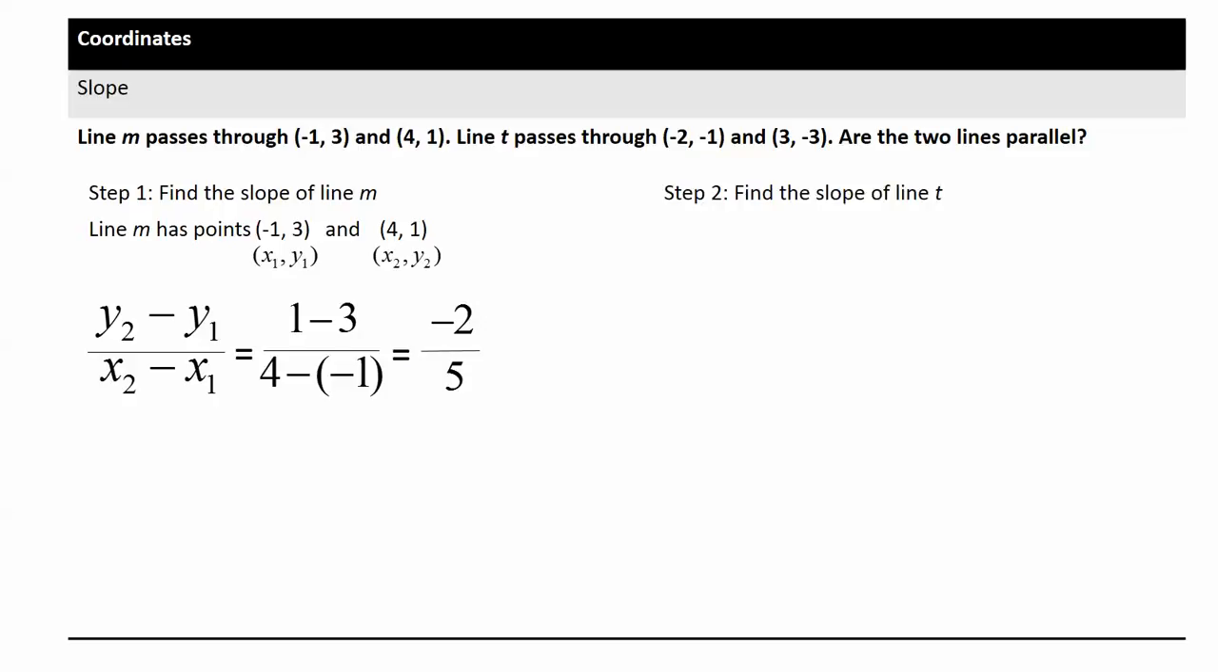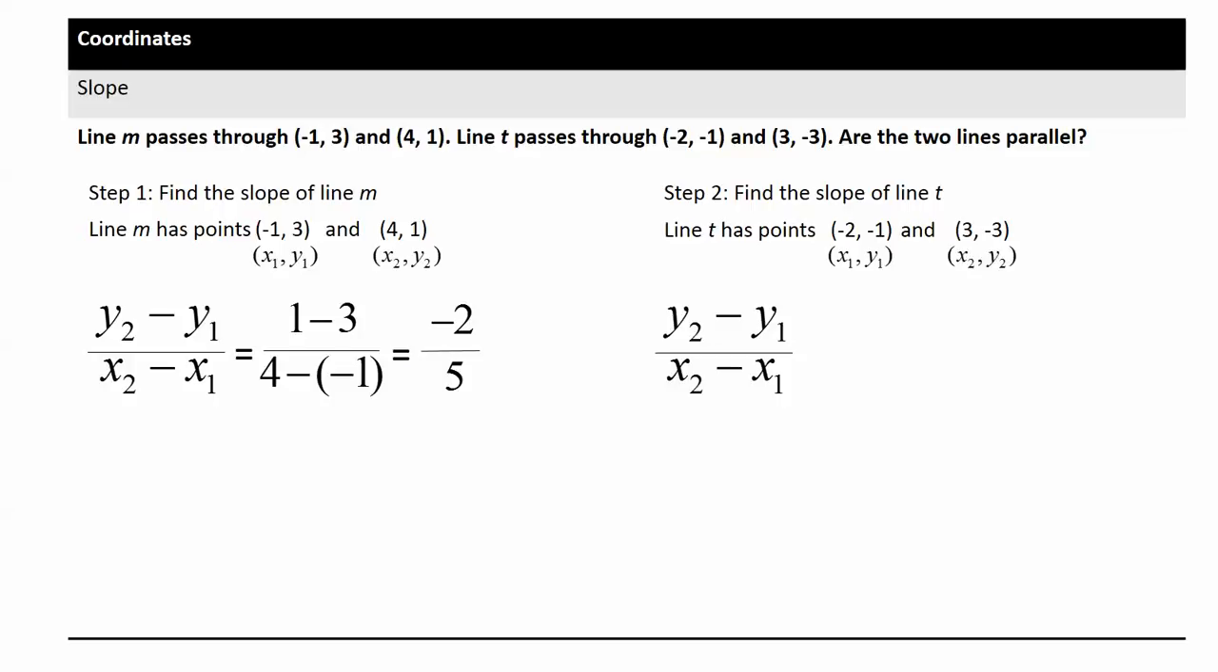Step 2, we'll find the slope of line T. So they tell us that line T passes through points (-2, -1) and (3, -3). So taking that exact same slope equation, we'll label our x1, y1, (-2, -1), and our x2, y2, (3, -3). So plugging it in, we find that y2 minus y1 is -3 minus -1, and x2 minus x1 is 3 minus -2. Simplifying, we find that the slope of line T is -2/5.